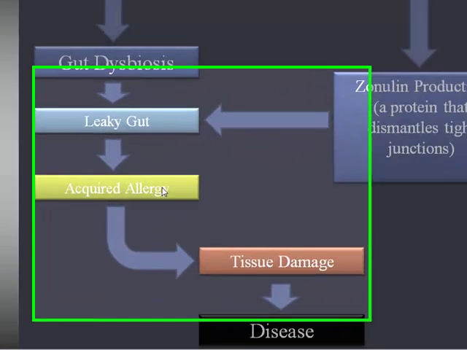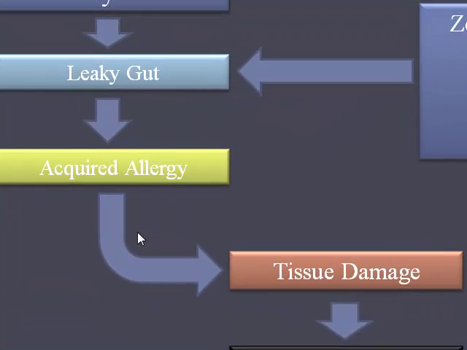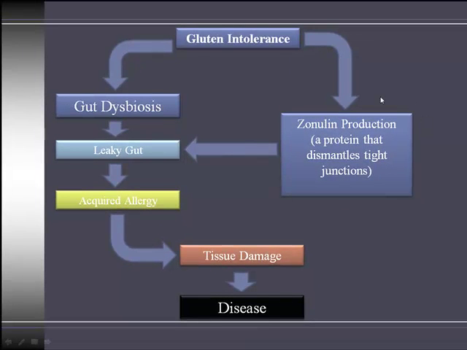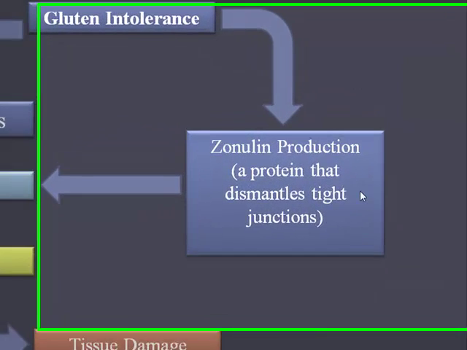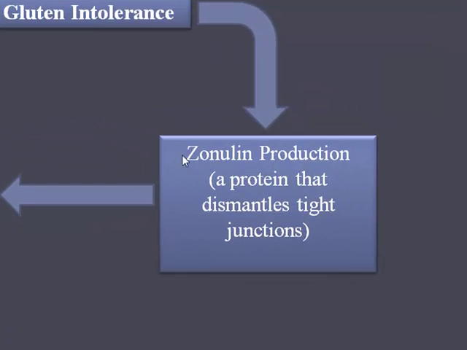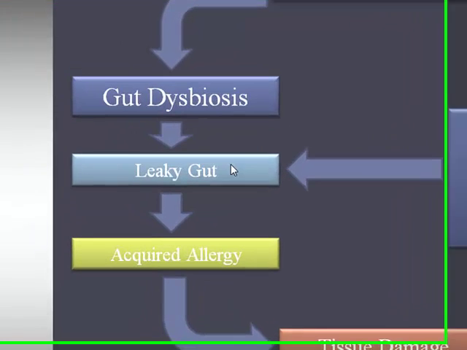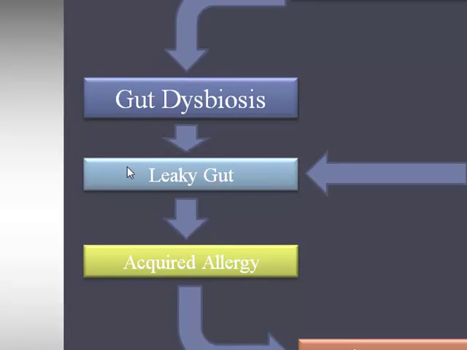And of course, as we saw before, different allergies lead to inflammation and tissue damage that then subsequently leads to disease. Now, about 5 years ago, a doctor at the University of Maryland discovered this protein called zonulin, and this is specific for gluten. When a person has gluten intolerance, they make more of this protein, and zonulin actually breaks down your gut lining and creates this leaky gut syndrome that we're talking about.